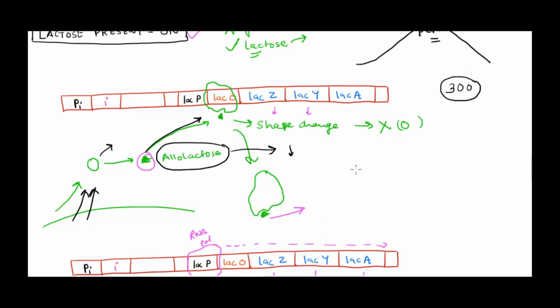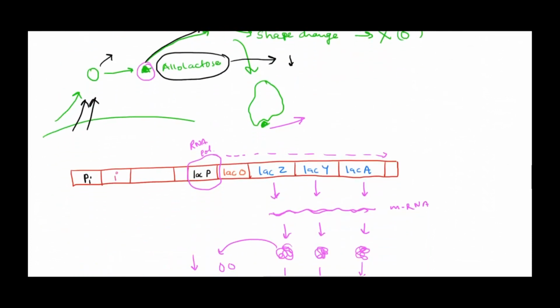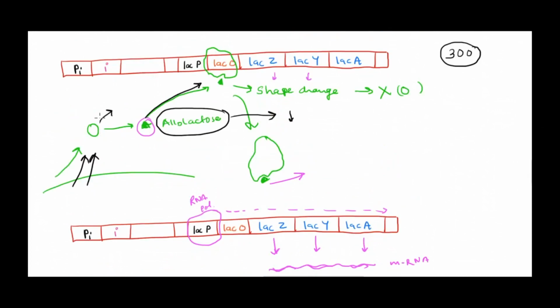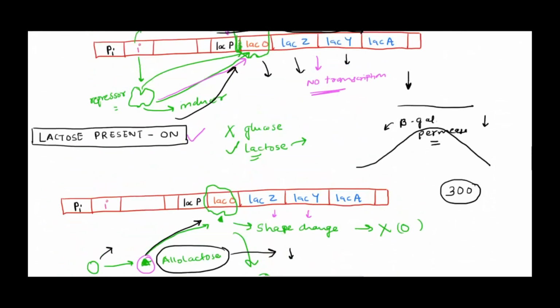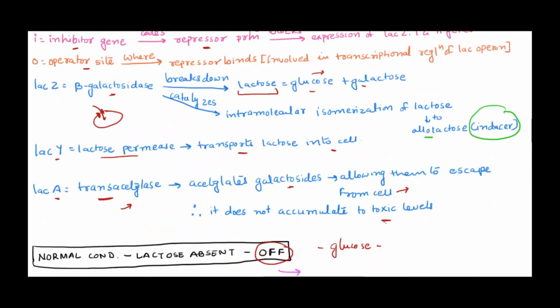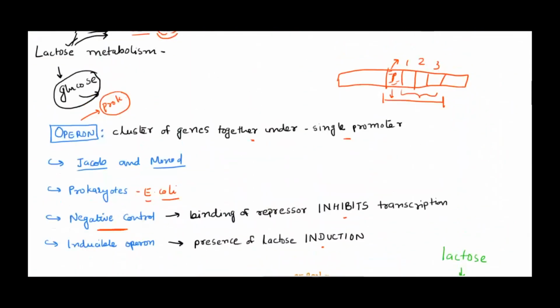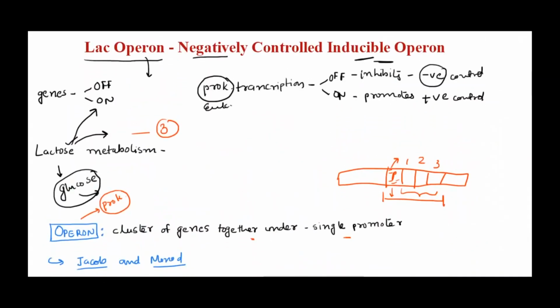But I'm not 100% convinced by this. This is what I found. If you know why only allolactose is needed for binding with the repressor, and why lactose cannot directly bind to the repressor, please comment below and let me know. So that's all about the Lac Operon. By looking at this, I think you will know why it is called a negatively controlled inducible operon, right?